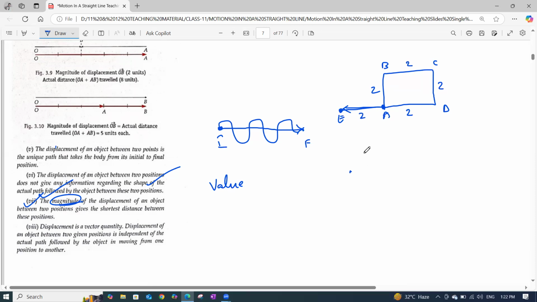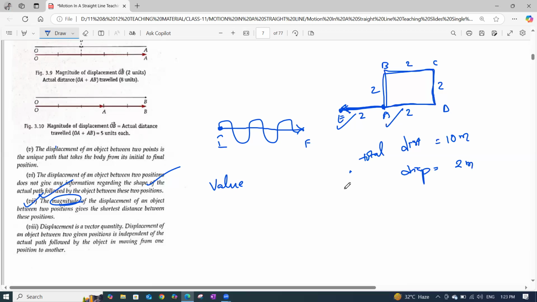So what is the total distance? Total distance traveled by the body: 2 plus 2 is 4, plus 2 is 6, plus 2 is 8, plus 2 is 10. Total distance traveled is 10 meter. But what is the displacement value? Initial point is A, final point is E. Total displacement from A to E, it is only 2 meter.